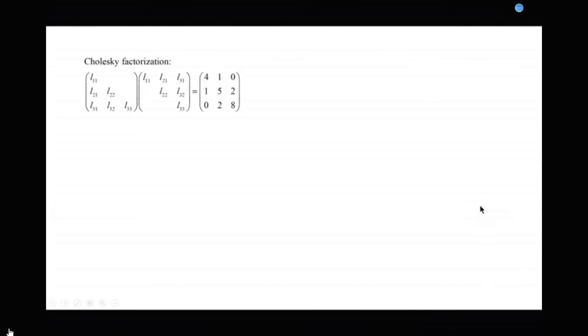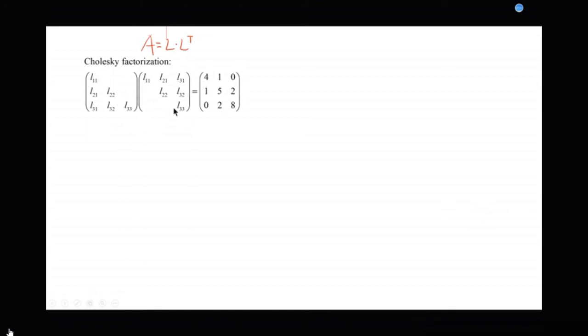So let's try Cholesky factorization. That means we need to find A equal to L multiply L transpose. L is a lower triangular matrix: L11, L21, L31, L22, L32, L33, multiply by its transpose, L11, L21, L31, L22, L32, L33, equal to A.